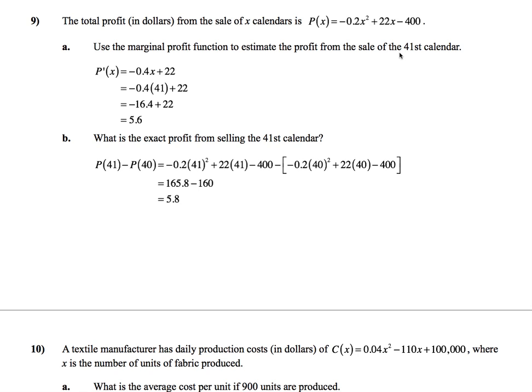of the 41st calendar. Now compare this to driving down the road and knowing that you're currently traveling at a speed of 60 miles per hour, which is 1 mile per minute. This question is asking about the 41st calendar, not the profit we've made from the first 40, but how much profit are we going to make with that very next calendar?